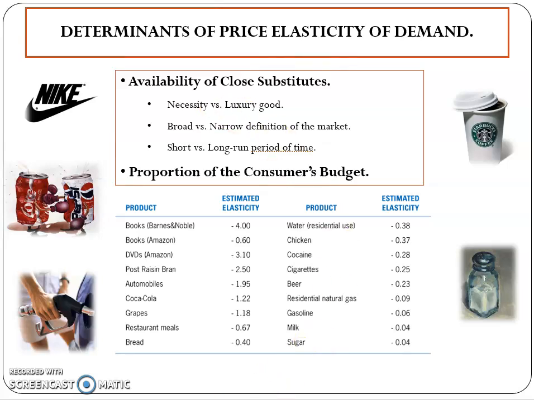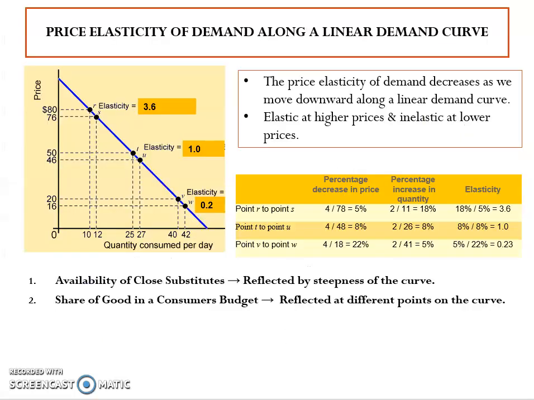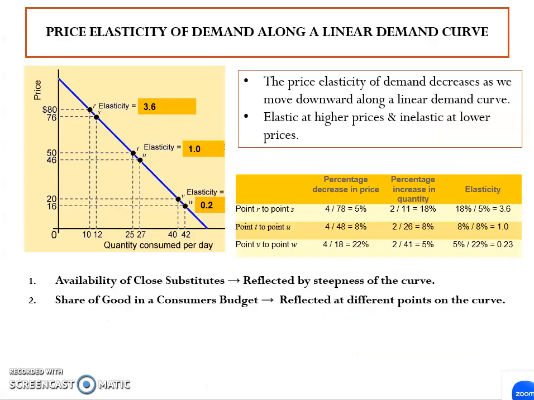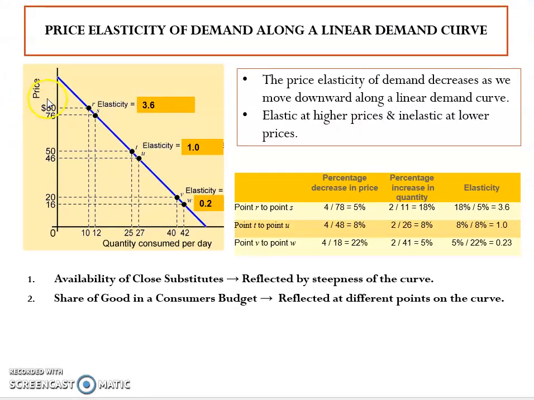All right, let's go ahead now and talk about the elasticity along a linear demand curve. Recall before that we saw the elasticity varies based on the steepness or the flatness of the demand curve. Steeper curve, more inelastic; flatter curve, more elastic. But elasticity also varies at different points on the curve. For example, starting at a price of $80, if we lower the price to 76, there's more demand. It goes from 10 to 12. If you calculate the elasticity in this range, you'll get 3.6.